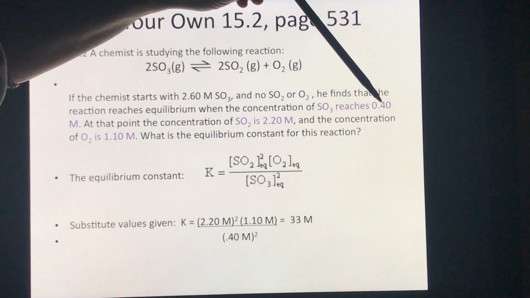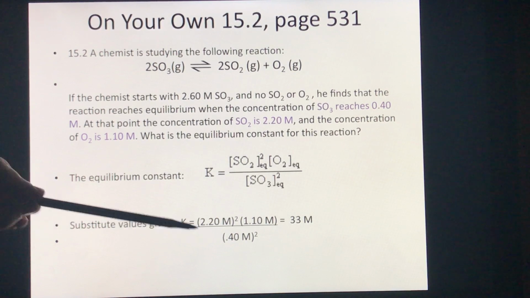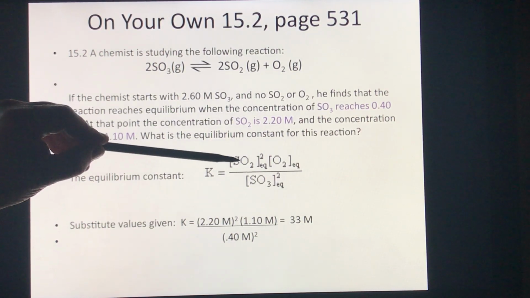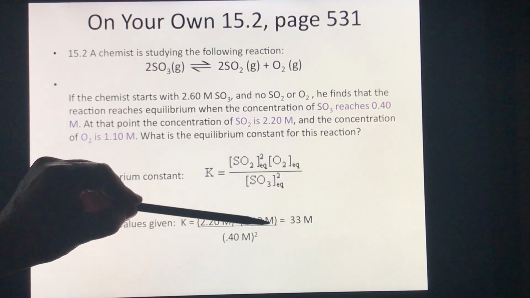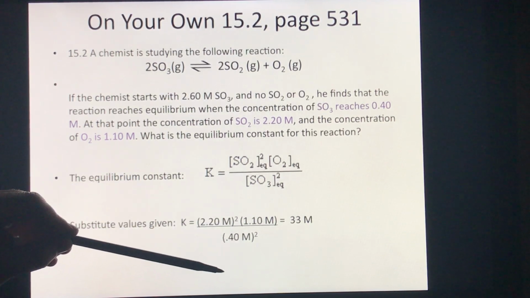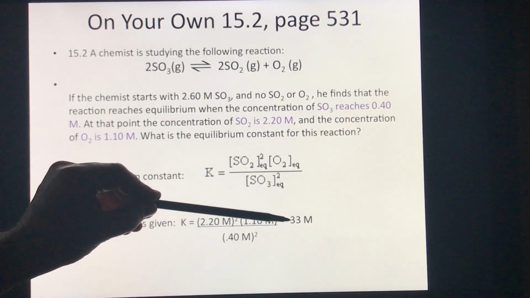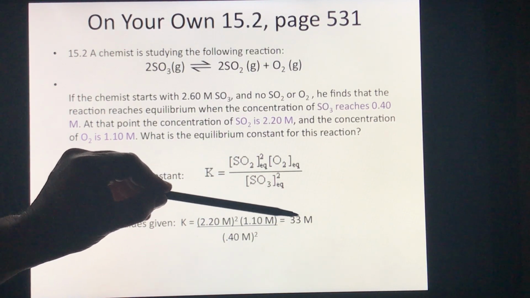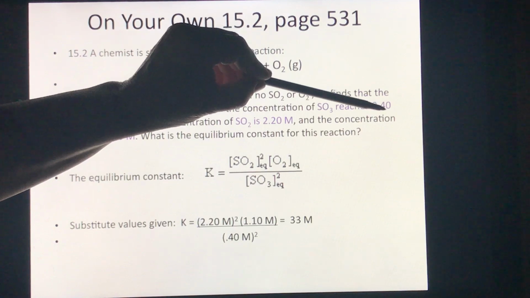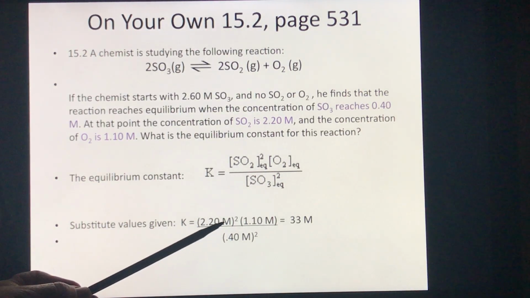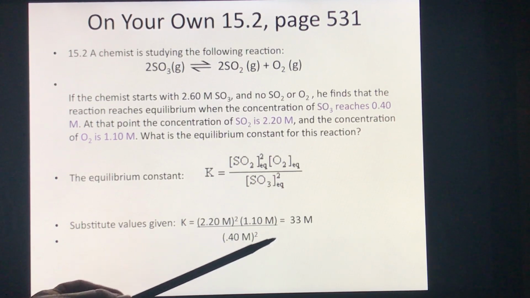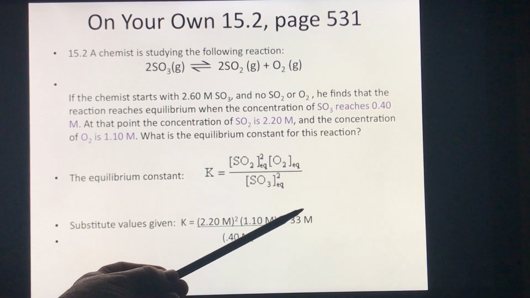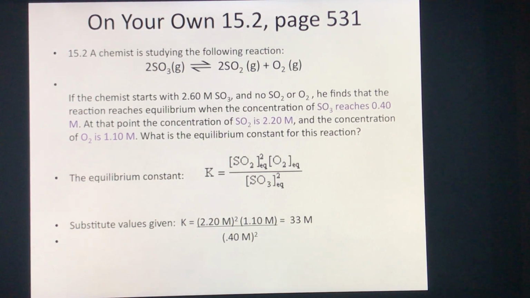The SO3 is 0.4 molar, so that's going in the denominator. The SO2, which was here, is going in the numerator. The O2 is going in the numerator. When it all gets calculated out, we get 33. In this case, they're using two significant figures, I think because of this initial value that was given. And when we look at our units, we have M squared times M to the first, which would have been M to the third on top, minus M squared, and that ends up in just molar. All right, so let's move on from there.